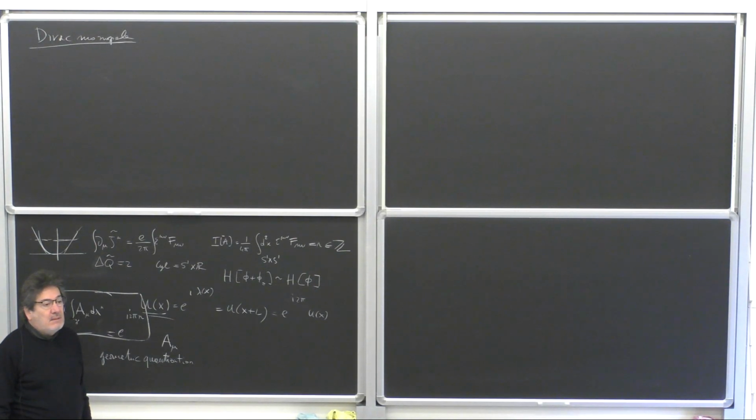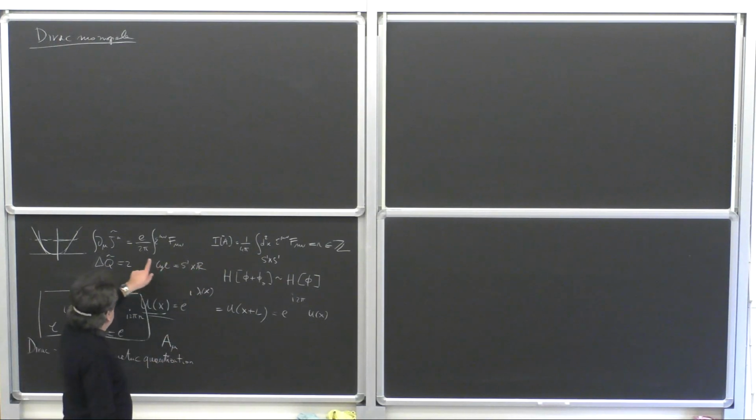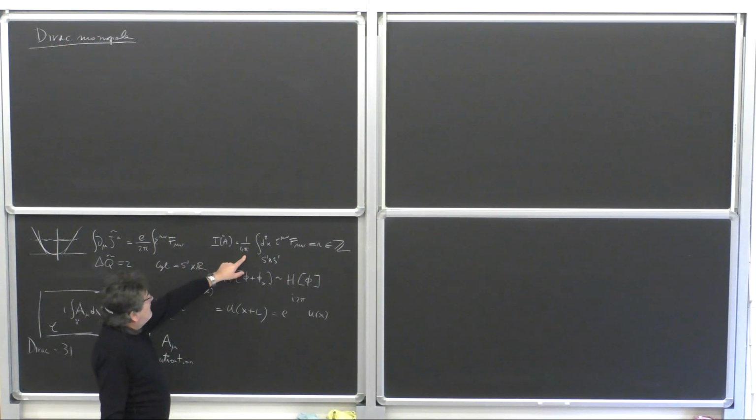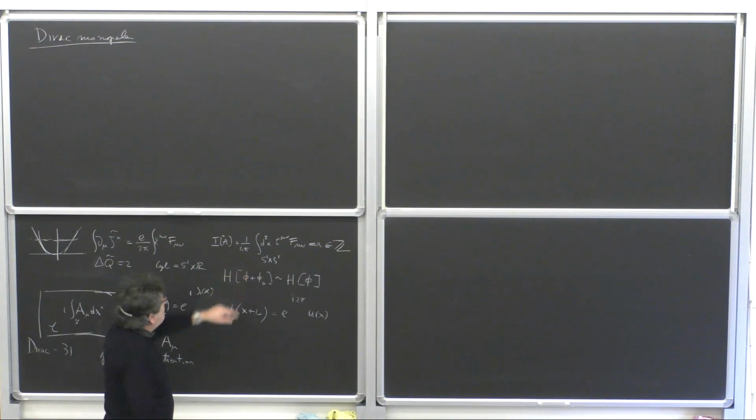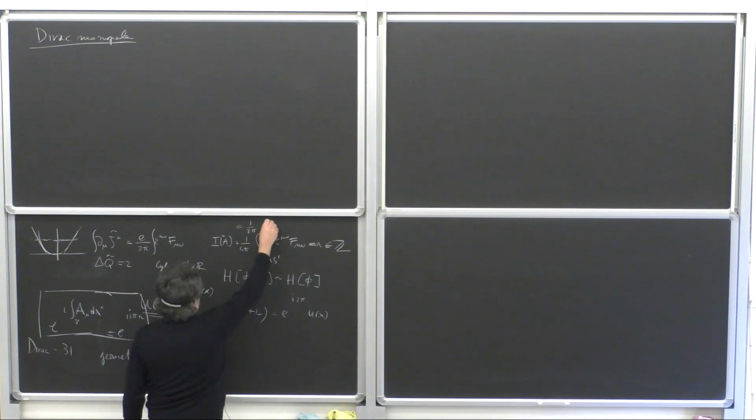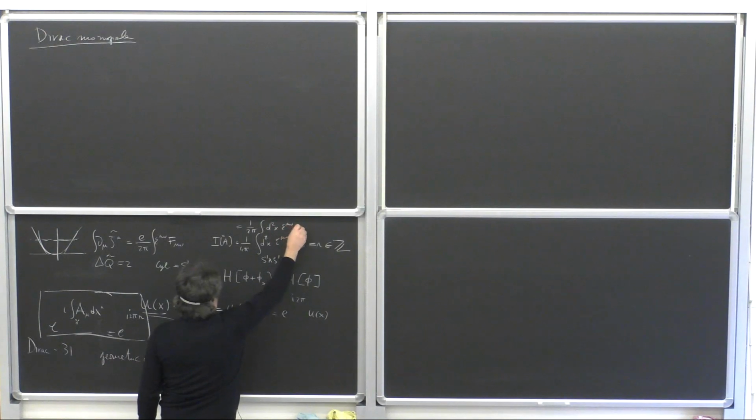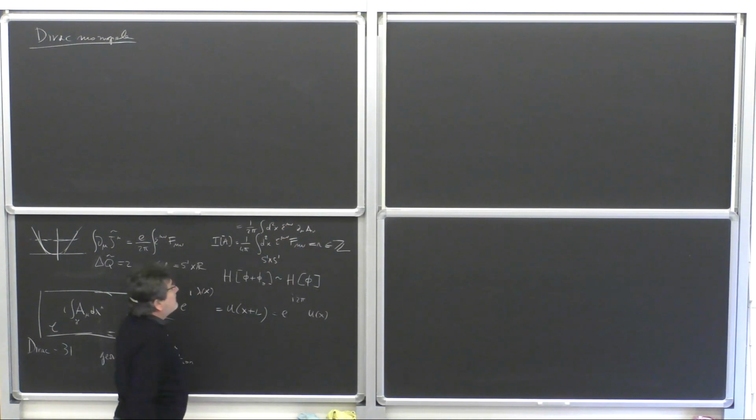Maybe it was a mistake. You can also write it as 1 over 2 pi. There is a factor of 2.